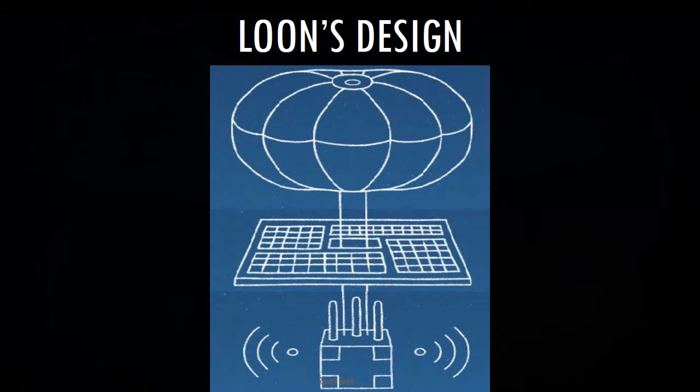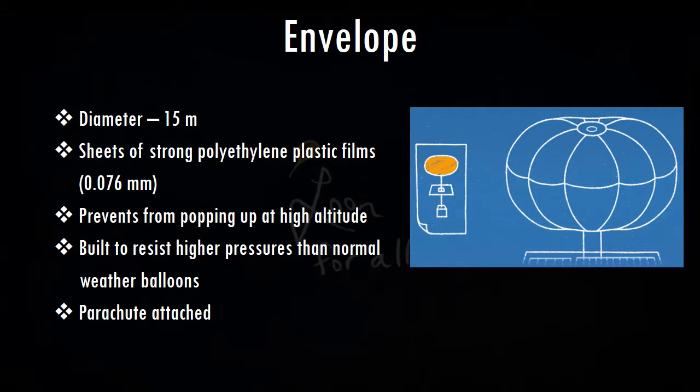Now coming to the Loon's design. Loon has 3 layers. The first is the envelope, the second layer is the solar panels, and the third is the equipment box. Each balloon is 15 meters in diameter. The outer layer, which is the envelope, is made up of strong polyethylene plastic film which is as thin as 0.076 mm. The balloons are designed in a very special way.